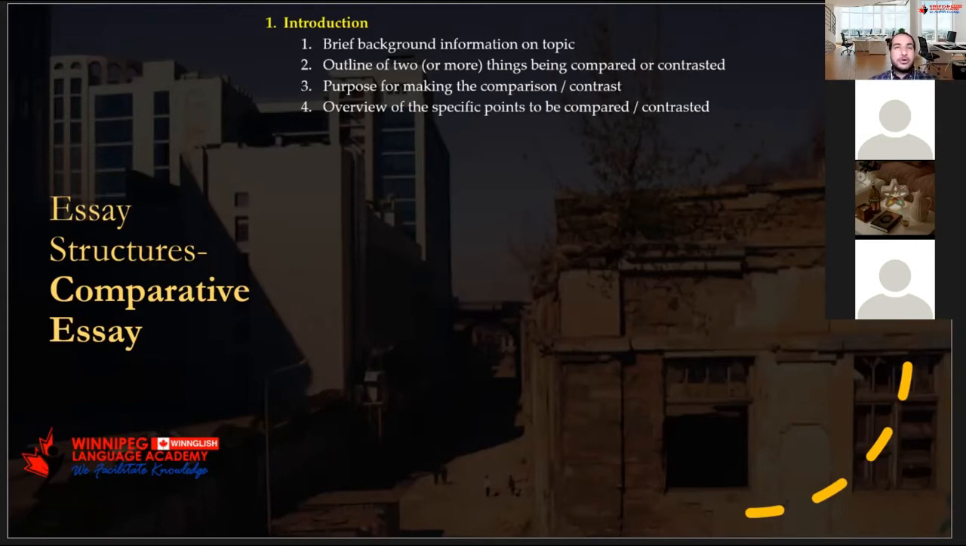Then number 4, which will be in the place of the thesis statement in the argumentative essay. This will be an overview of the specific points that you will be comparing and contrasting. Again, if you're writing a compare only, then you'll be focusing on similarities. You'll say that life in the city is similar to life in the village in services, number of population, maybe, and education level, maybe.